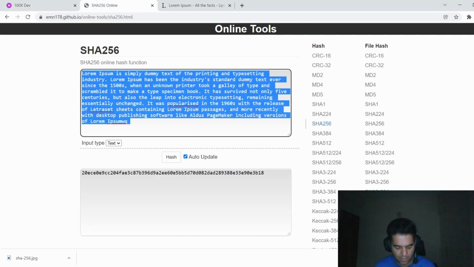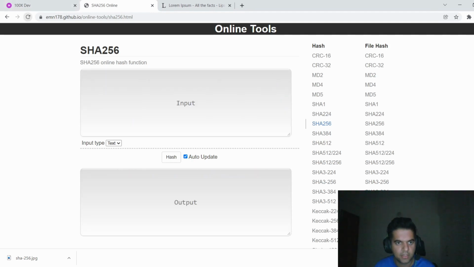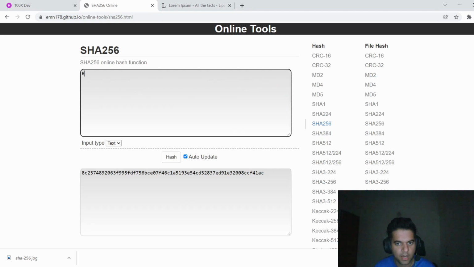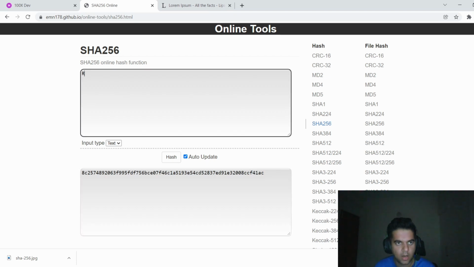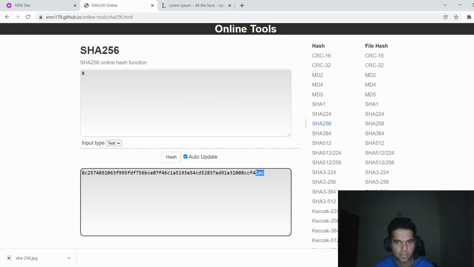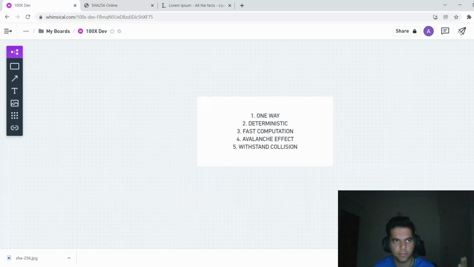Second, deterministic. What does that mean? That means that if you write R here and you get some data, now you refresh this whole thing, then you write R again, you'll get the exact same hash. So just take a note of this. Starts with 8C2 and ends with 41AC. Now let's say you refresh it and put the R again. You can see this 8C2 and then 41AC. It's the exact same hash. There's no difference, right? Whenever you put R or S or whatever, every time you put it, you'll get the exact same hash.